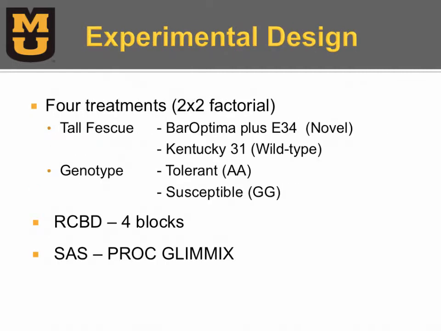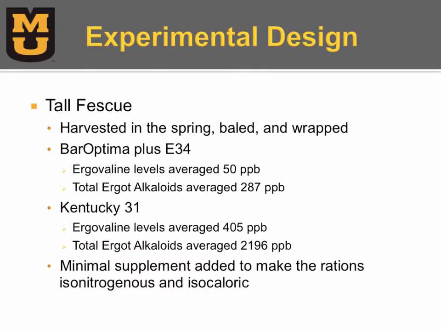So a little bit of my experimental design. There were 4 treatments in a 2x2 factorial arrangement. There was the tall fescue: I used Bar Optima plus E34, which was my novel endophyte tall fescue, and Kentucky 31, which was the toxic wild type. For my genotypes, like I said, I used tolerant AA and susceptible GG animals. It was a randomized complete block design with 4 blocks, and I used SAS PROC GLIMMIX to analyze.